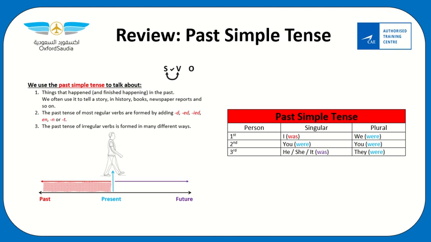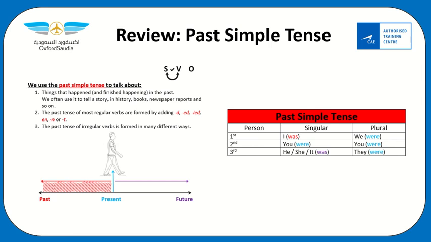Okay, before we move on to the rest of the lesson, we are just going to do a quick review for the content that you need to understand today's lesson. First of all, let's take a quick review of the past simple tense. We use the past simple tense to talk about things that happened and finished happening in the past. We often use it to tell a story that could be in history, books, newspaper reports, and so on.